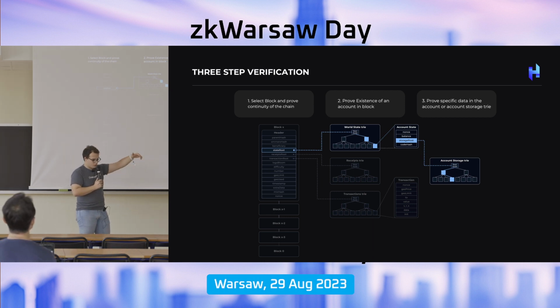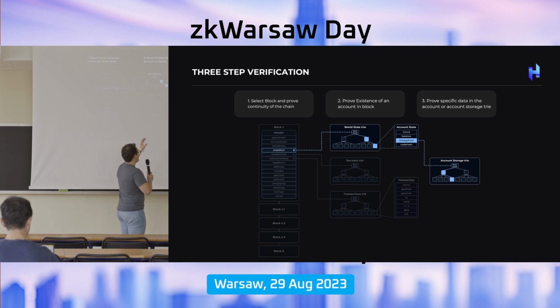On Ethereum and most stateful blockchains nowadays, the state is constructed in a way that it has two levels. The first level is the tree of accounts, and the second one is that each account has a tree of storage slots. So again, we first prove the existence of an account, then from that account we retrieve the root of its internal tree, and against that tree we prove the value of a specific storage slot.